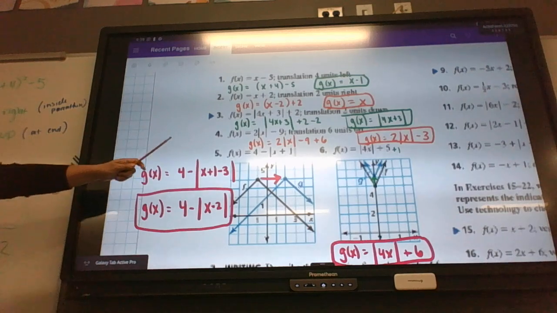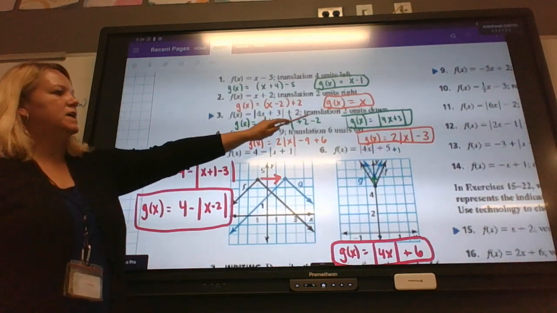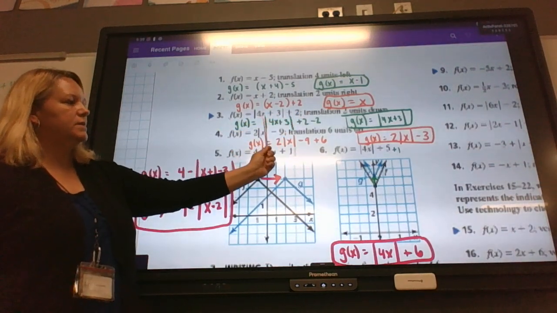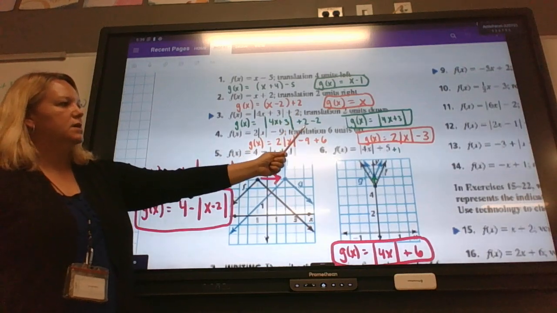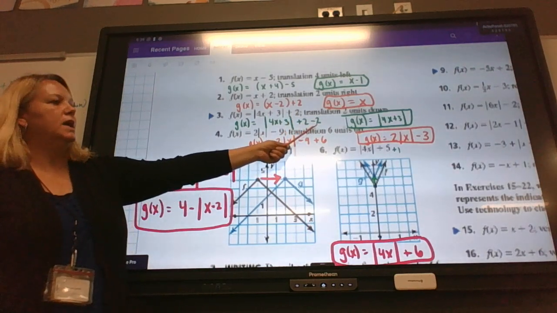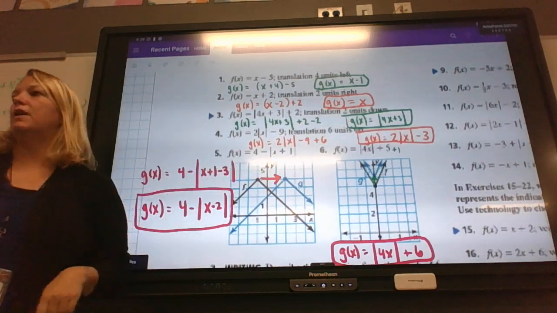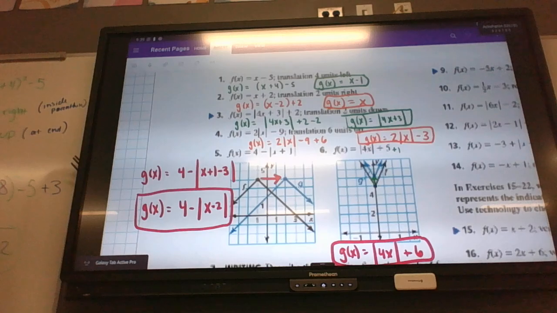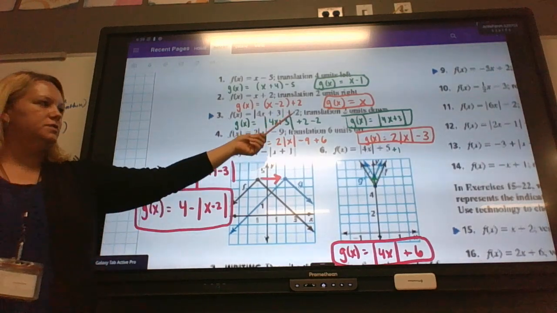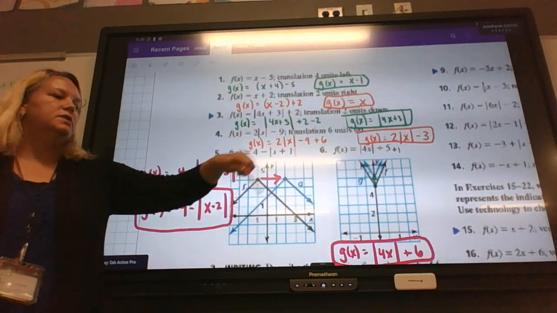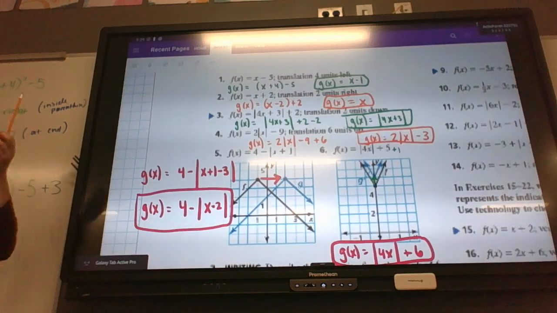So number 3 is starting with f of x. To move down, you keep the exact same equation, but you put a -2 at the end. 2 minus 2 is 0, and then you don't have a k value anymore. It was originally up 2, you took it down 2, and now you're in the center.